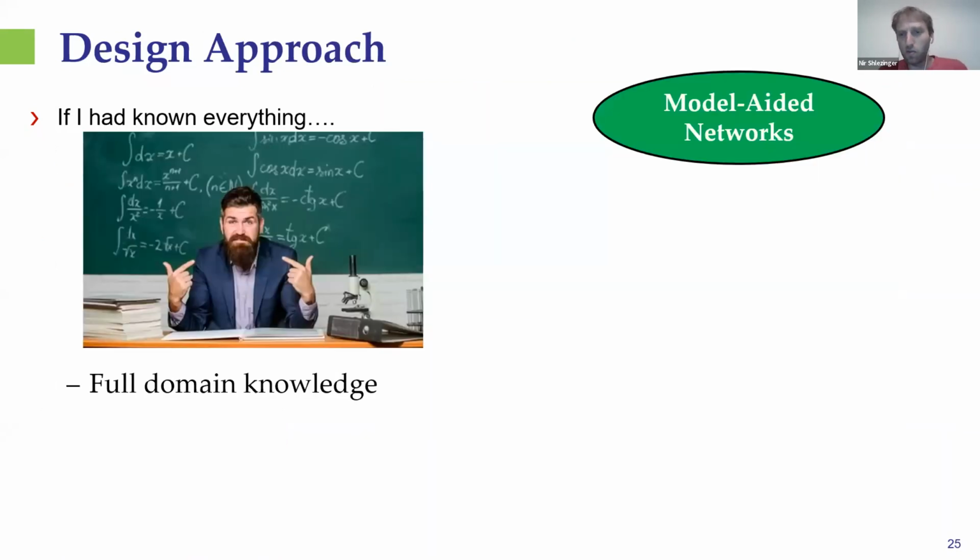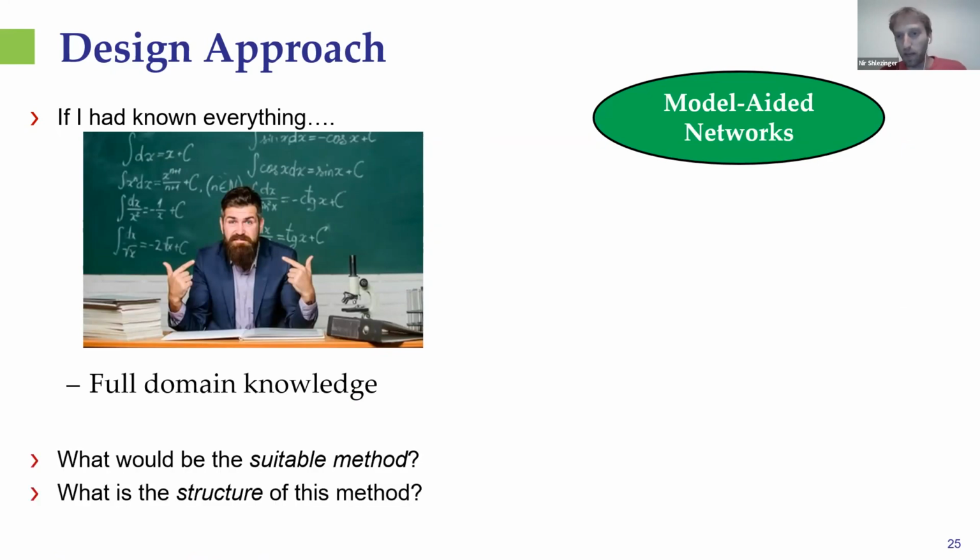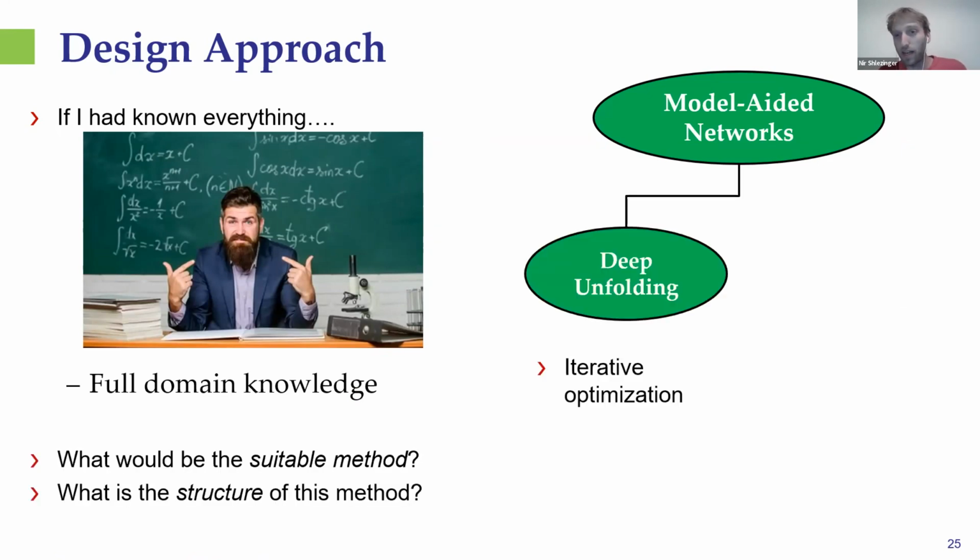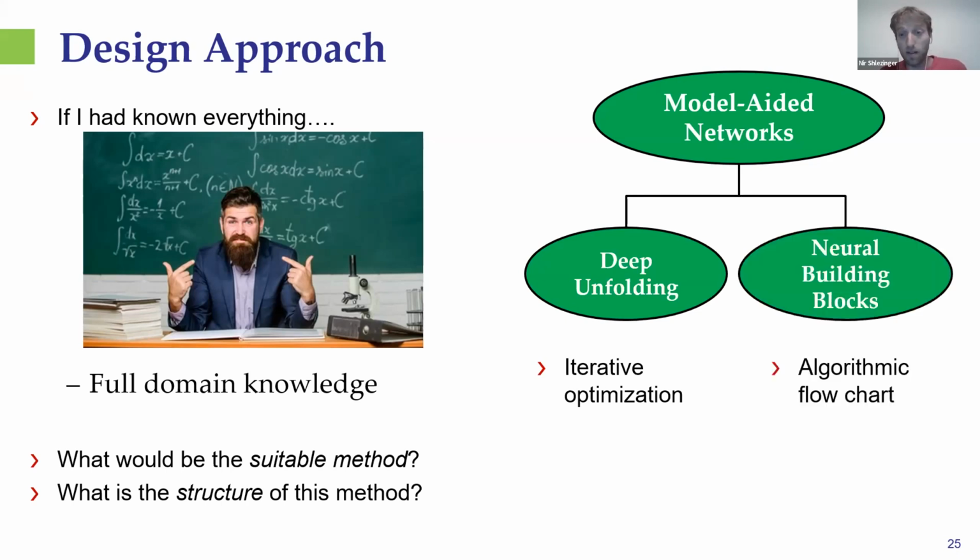So essentially, a design approach would say, okay, let's say I have full domain knowledge, what would have been the suitable method? And if I know its structure, I can understand whether a reasonable approach would be deep unfolding if it's an iterative optimizer, and neural building blocks if it's based on a block diagram illustration.